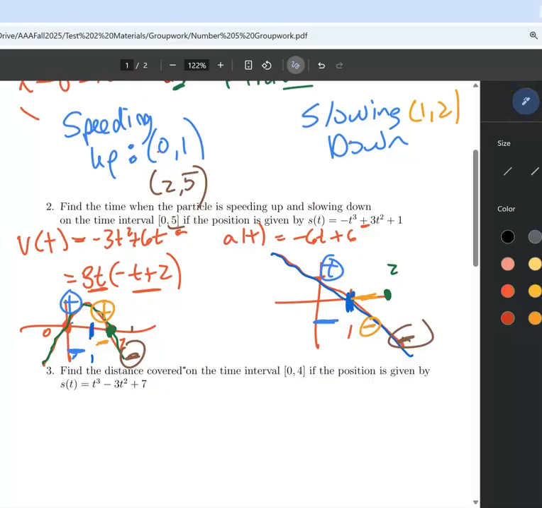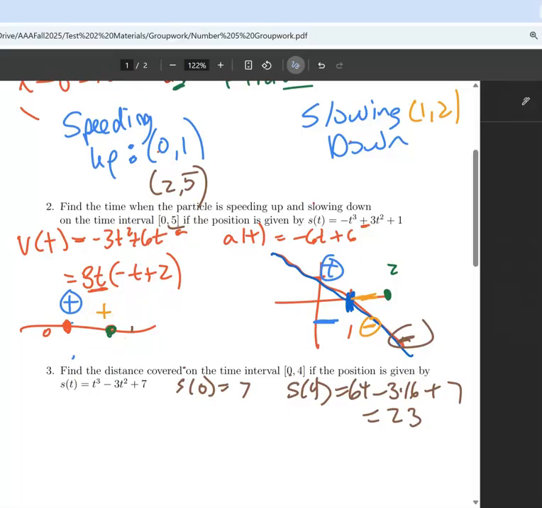All right, last one, find the distance covered. So we can always find out where it starts by plugging in time 0, so that's 7. And I can find out where it ends by plugging in 4, so I get 64 minus 3 times 16 plus 7. So I'm going to get my calculator here. Well, so I get 64 minus 48 plus 7, and that gives me 23. Okay, so that's the beginning and the ending point.